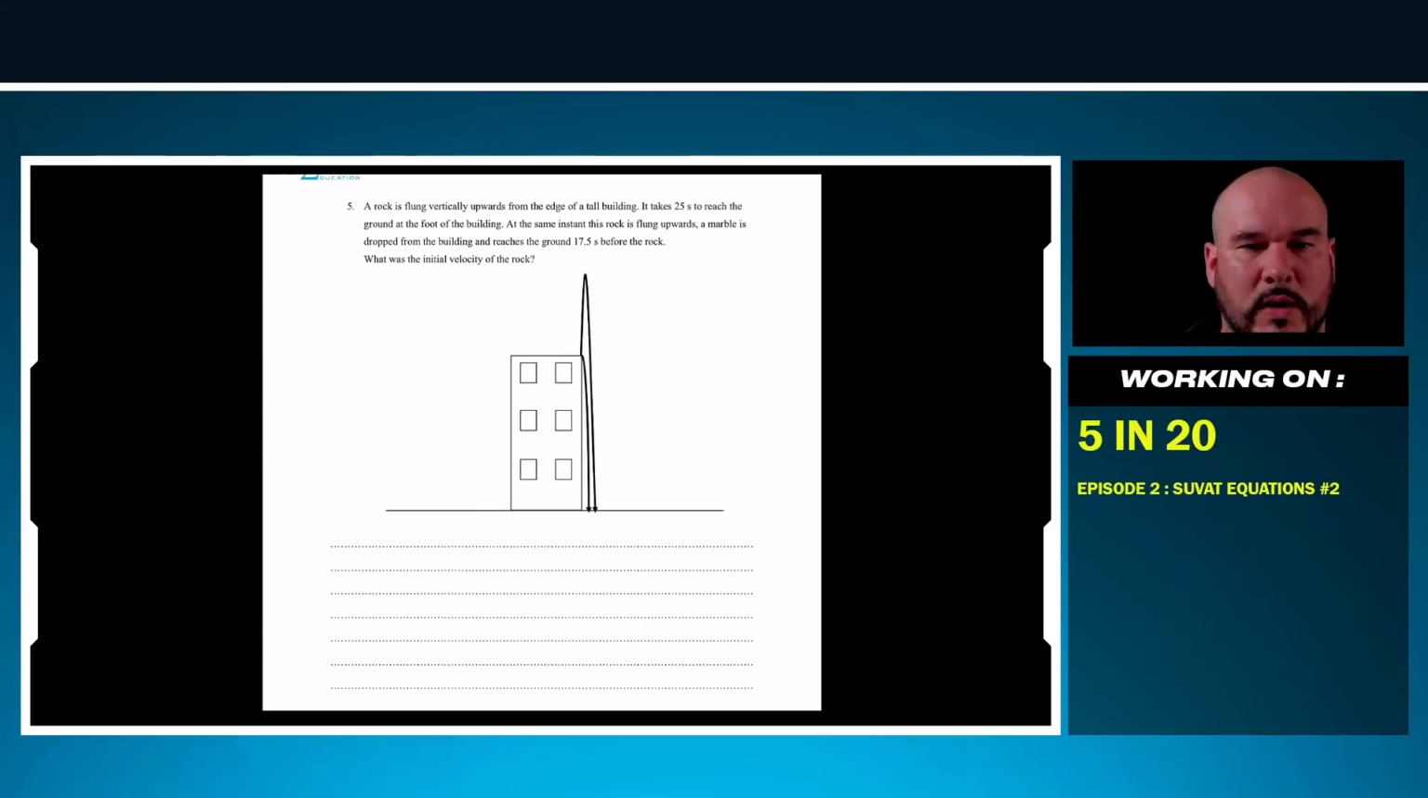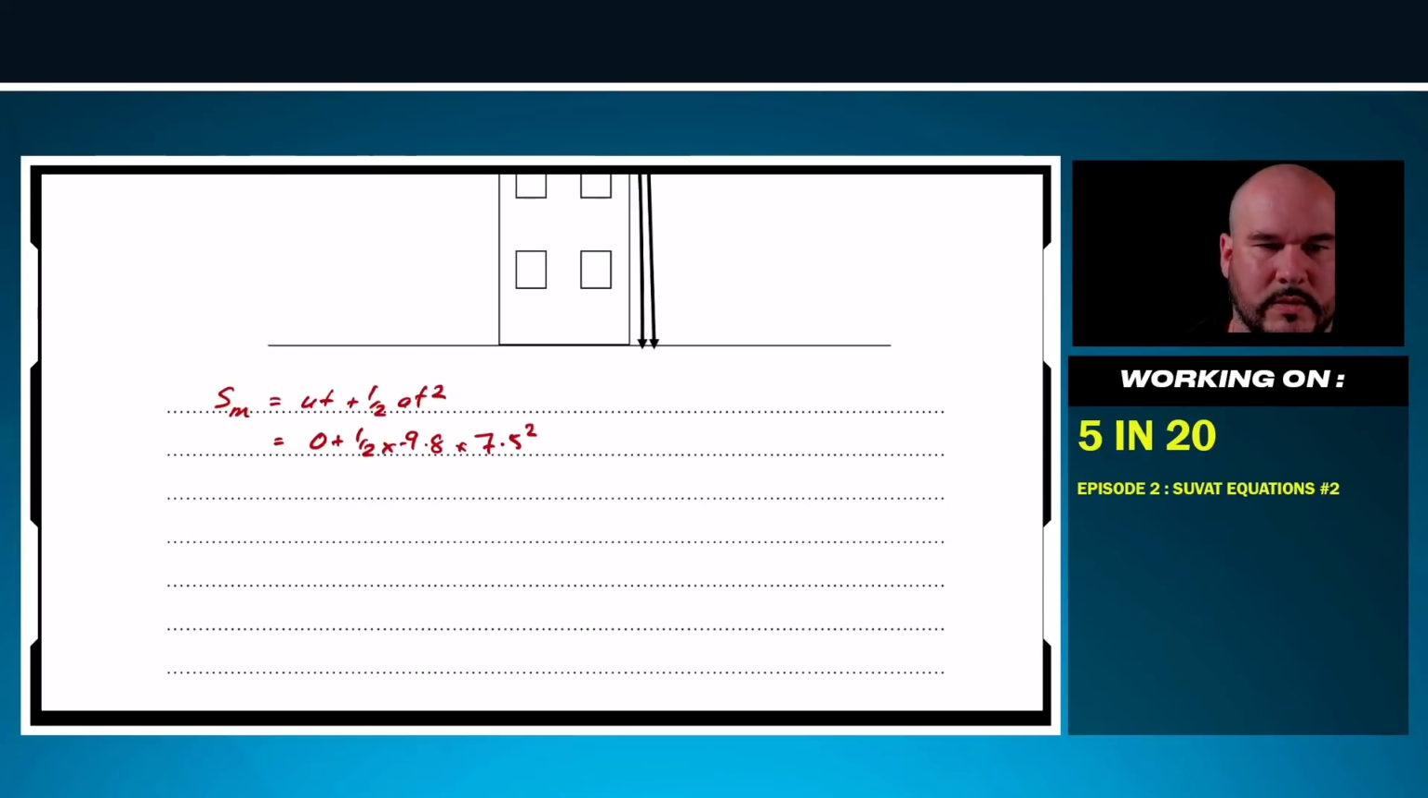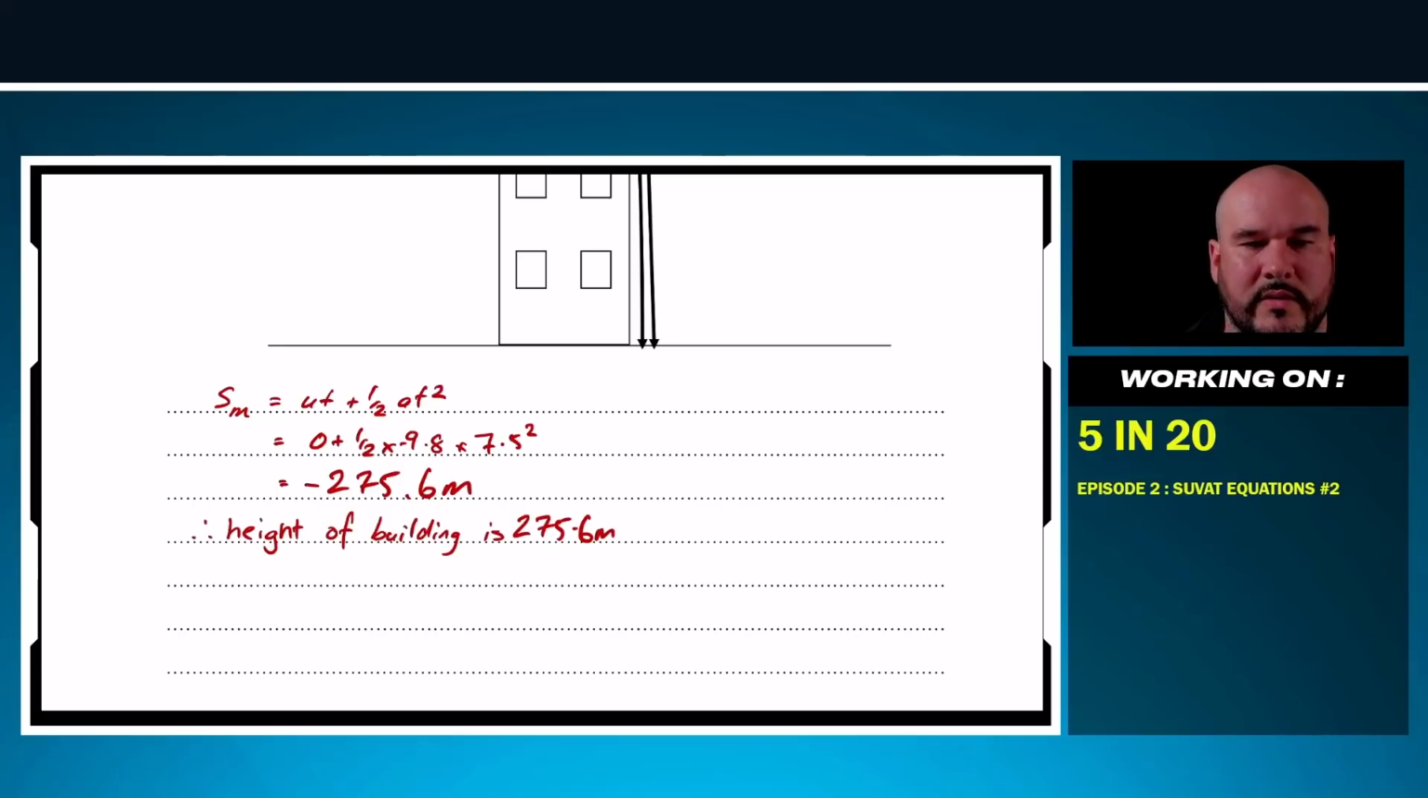So it takes the rock 25 seconds, then it takes the marble 17.5 seconds less than that. So therefore it takes the marble 7.5 seconds. That's the first thing to see in this question. All right, so let's say our displacement for the marble, S_M, is ut plus half at squared. Again, here our t is 25 minus 17.5, so it only takes the marble 7.5 seconds to reach the ground. So we get that our displacement of the marble is minus 275.6. Therefore, the height of the building must be positive 275.6 meters.